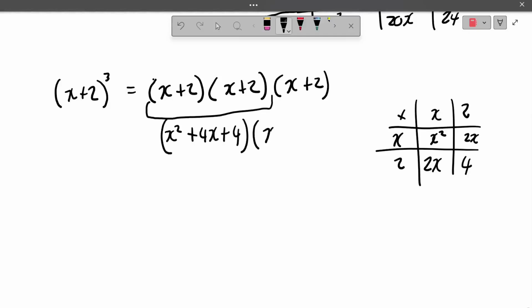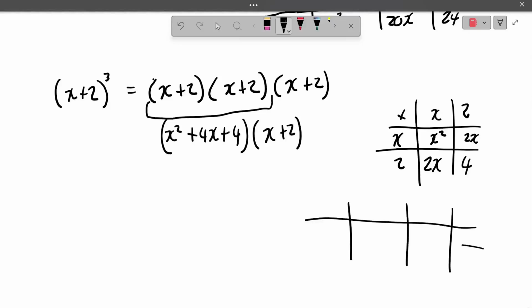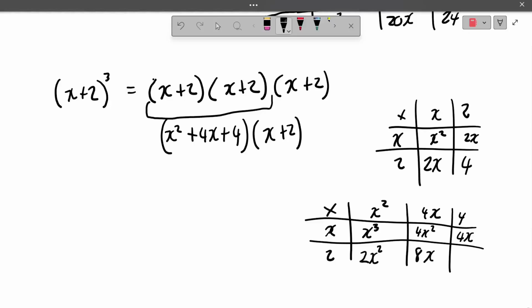And I'm going to multiply that by x plus 2. Now we have a triple bracket. x squared, 4x, and 4 multiplied by x and 2. x times x squared gets you just an x cubed. x times 4x is 4x squared. x times 4 is just 4x. Here we have 2 times x squared is 2x squared. 2 times 4x is 8x. And 4 times 2 is 8.